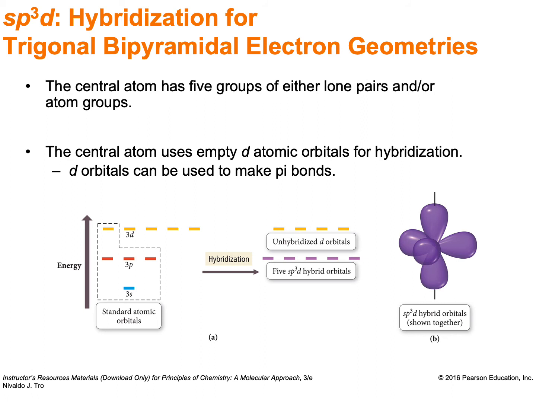Continuing on, sp3d hybridized orbitals are formed when you have 5 electron area groups around the central atom, and you form hybrids with 5 separate orbitals, 1 s, 3 p's, and 1 d, to form 5 sp3d hybridized orbitals. And you have additional unhybridized d orbitals.